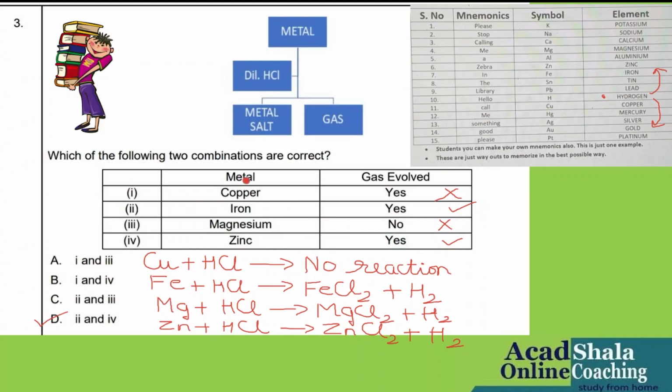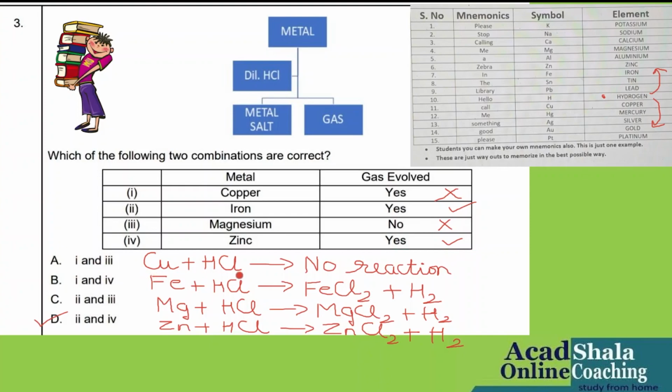So they have given you the metals and they have shown the gas evolved with these metals. So how will we come to know that the gas will be evolved? We will take the help of the reactivity series chart, which I've shown you on the screen, which I've taught you in the last videos also, with the help of the mnemonics written over here. So please do revise again. So this is the reactivity series written. Now, let us first write copper reacting with HCl. We will write down the equation and see whether the reaction will take place or not.